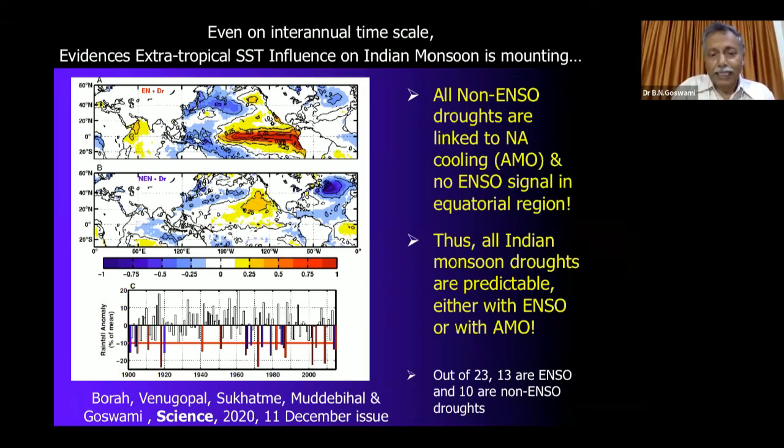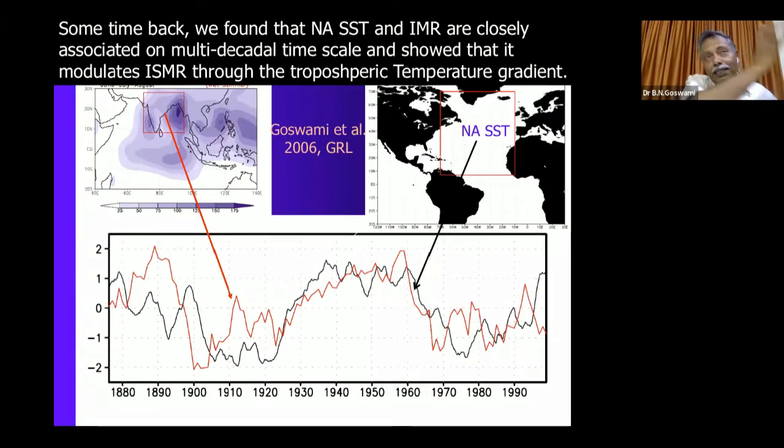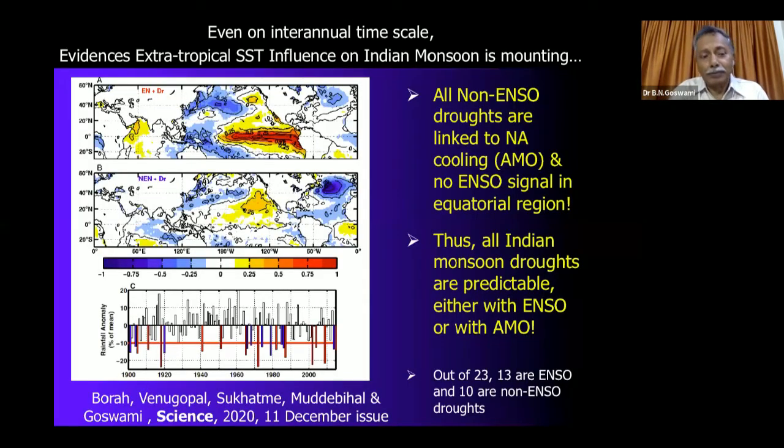That was in the multi-decadal times. So from centennial, there was association. Now we see that there is association on the multi-decadal time scale also. Then a recent study, Bora et al., has shown that there is a very strong association on the interannual time scale. Now, how did they do that?